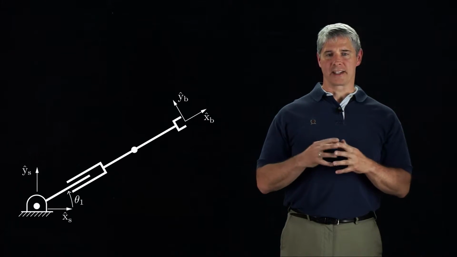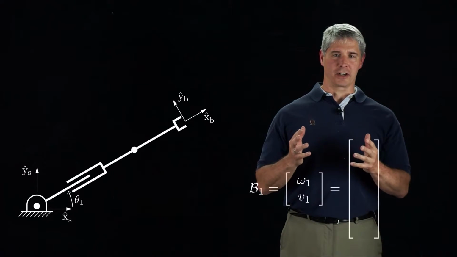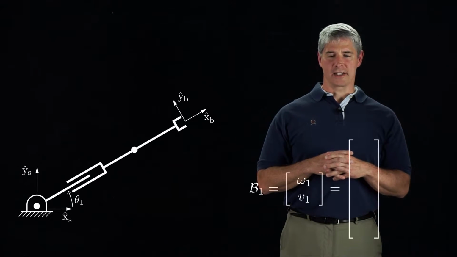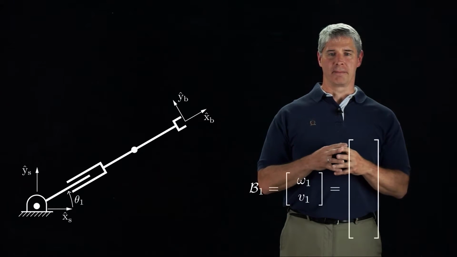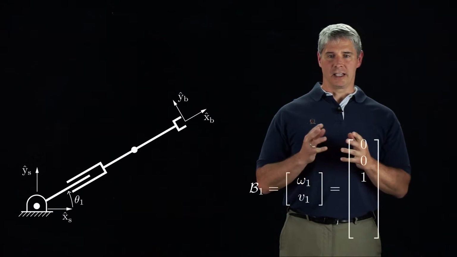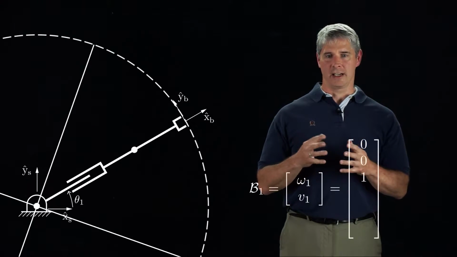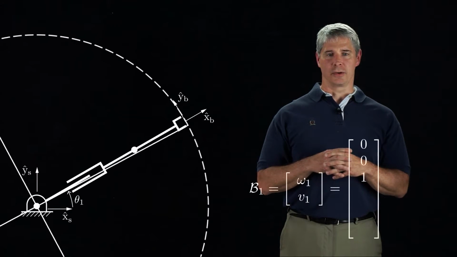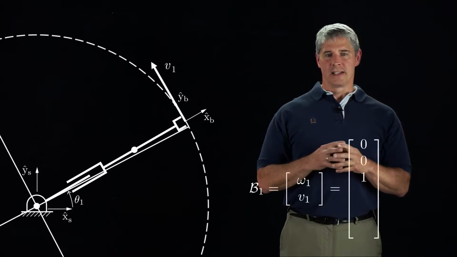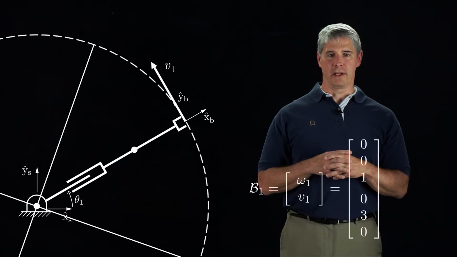We will represent the screw axis in the B frame as B1, with the angular component omega 1 and the linear component v1. Since the screw axis has rotation, omega 1 is a unit vector. Since the screw axis is aligned with the z-axis of the B frame, omega 1 is equal to (0, 0, 1). The linear motion v1 can be obtained by visualizing a turntable at joint 1 rotating and measuring the linear velocity at a point at the origin of the B frame. Since the distance between joint 1 and the B frame is 3, the linear velocity v1 is (0, 3, 0) in the B frame.